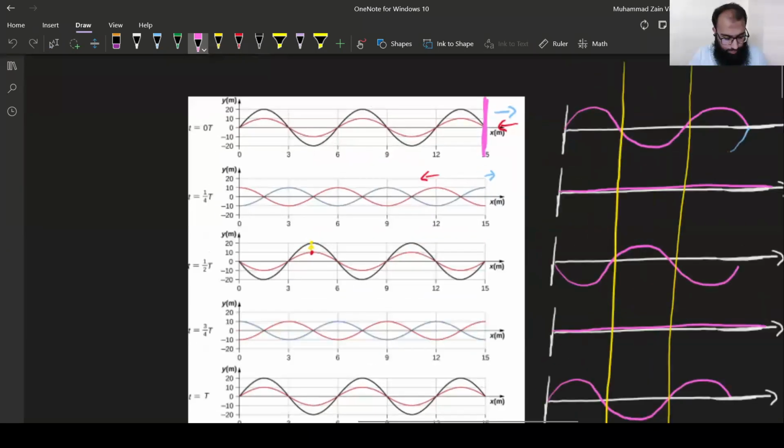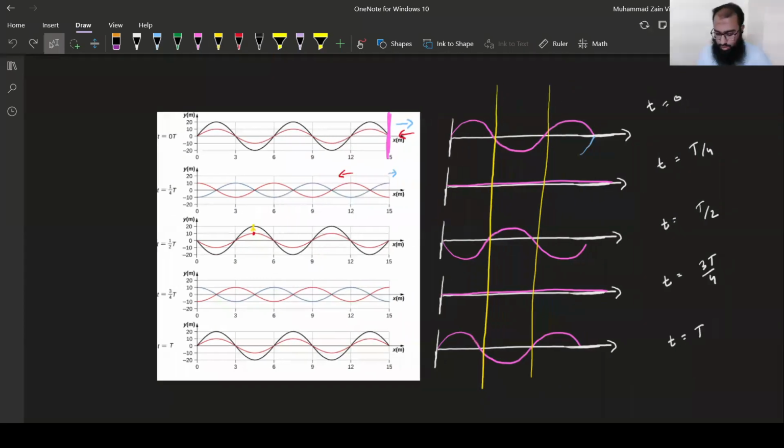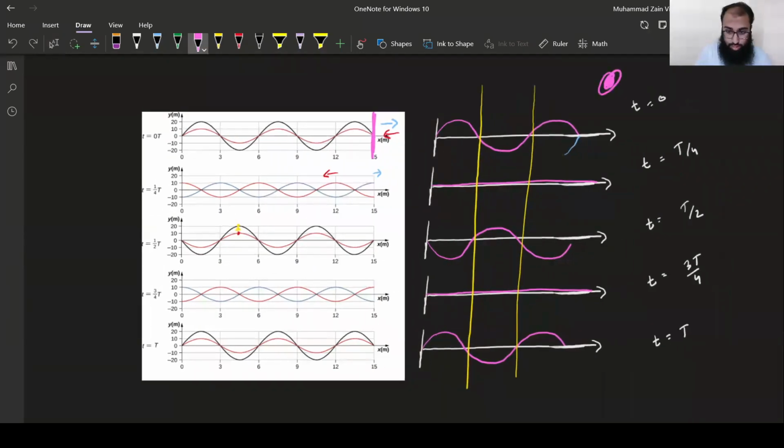What we can say about these waves is that the resultant wave could be given by these red lines which I've shown on this side. Either you could do it this way, or you can look at this graph as well. Either of the ways would be fine.